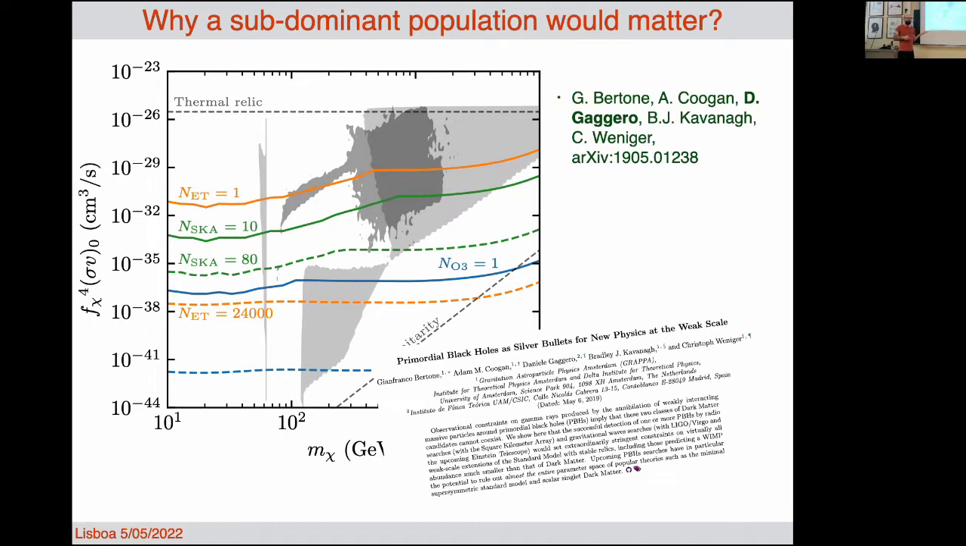For example, they could explain the existence of supermassive black holes at very high redshift. So there are many reasons why primordial black holes are very relevant. They could also explain something about the physics of inflation. They are directly connected with it.